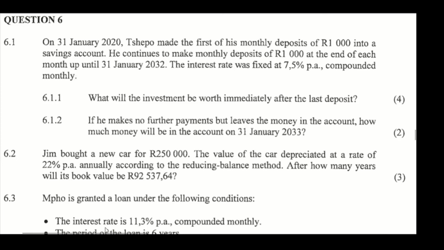Okay, so now we're going to do question 6, and 6.1 says that on the 31st of January 2020, Tsepo made the first of his monthly deposits of 1,000 Rand into a savings account. He continues to make monthly deposits of 1,000 Rand at the end of each month up until the 31st of January 2032. The interest rate was fixed at 7.5% per annum compounded monthly. 6.1.1, what will the investment be worth immediately after the last deposit?